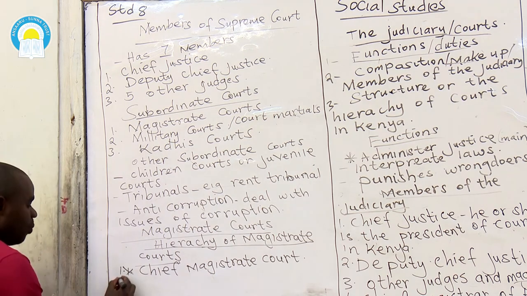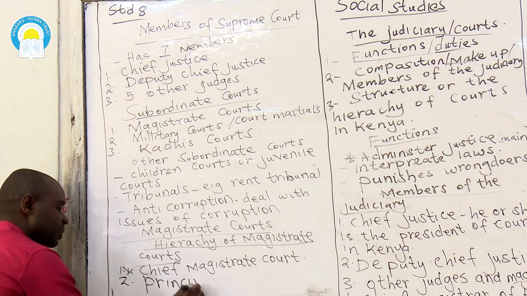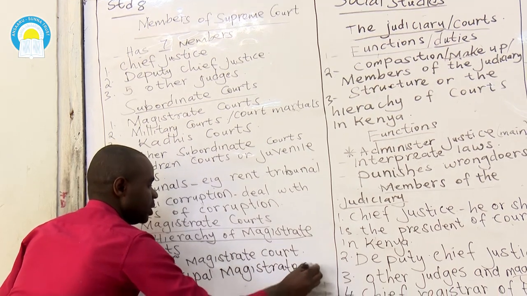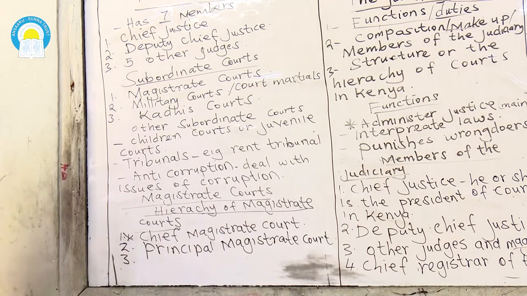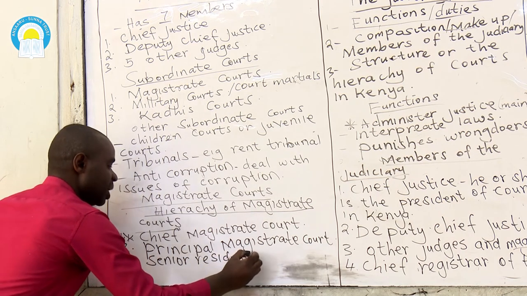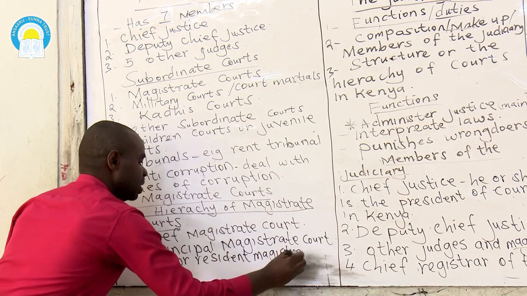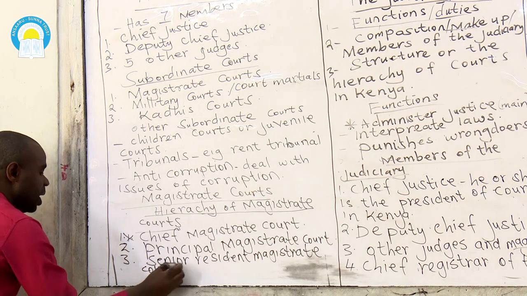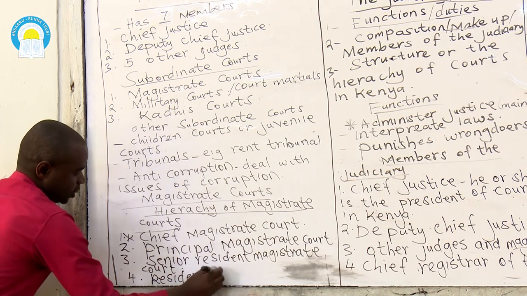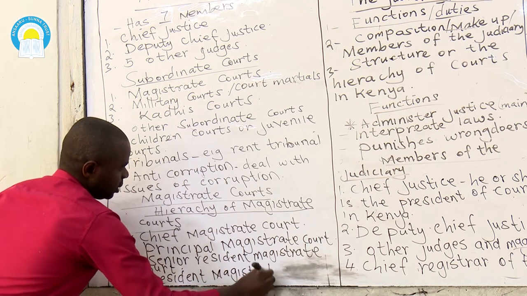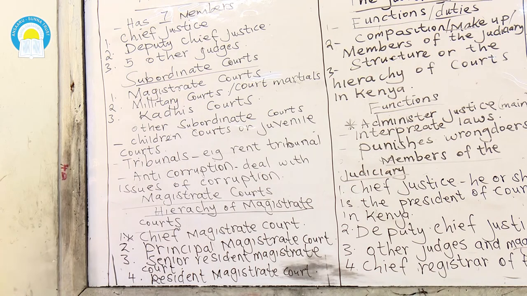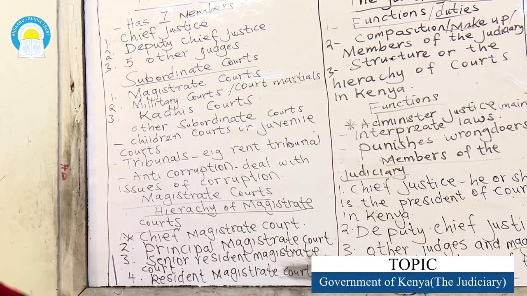So below the chief magistrate court, we have the principal magistrate court. Then number three, we have the senior resident magistrate court. And lastly, we have the resident magistrate court. So that is the hierarchy or the structure of the magistrate courts from top to bottom. At the highest level, we have the chief magistrate, followed by the principal, the senior, and the resident.